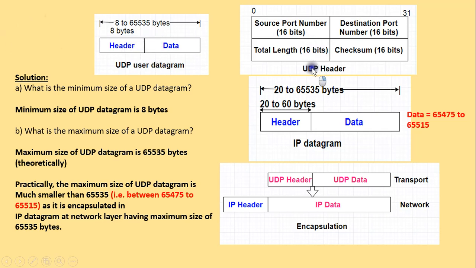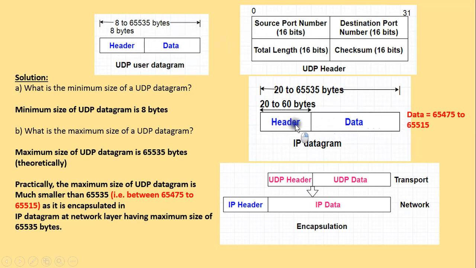The UDP header has got 4 fields: source port number, destination port number, total length field and checksum field. Each field here is of 16 bits. The total length specifies the length of the UDP header plus the length of the data. And the IP datagram has got header followed by data.